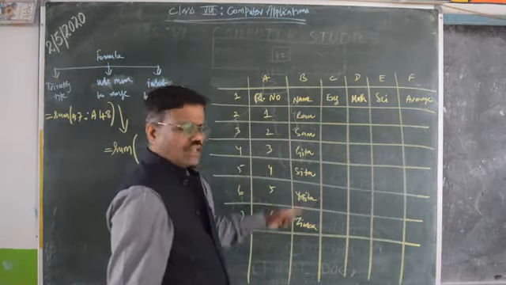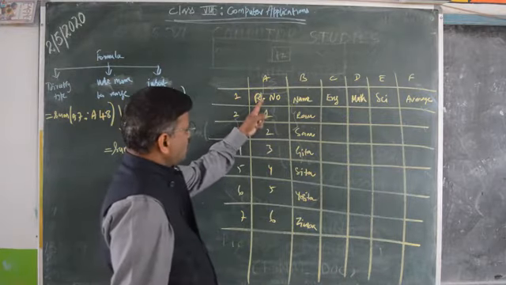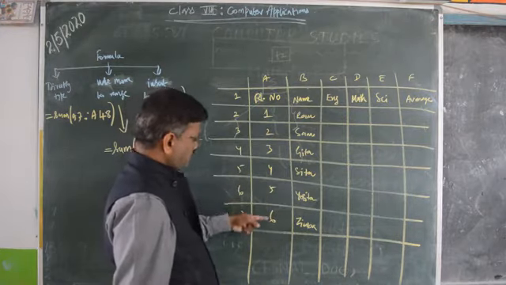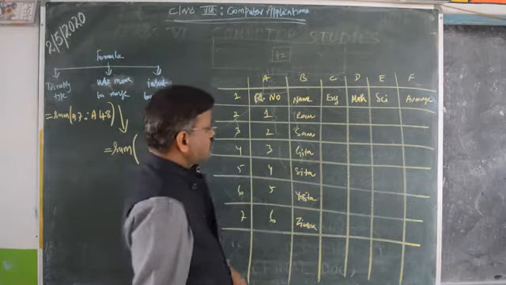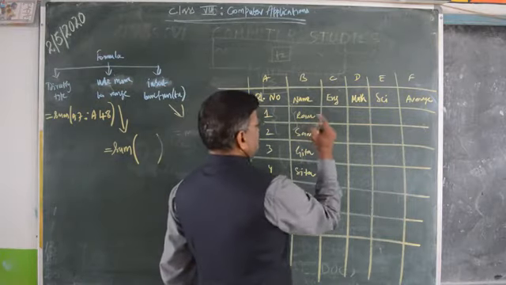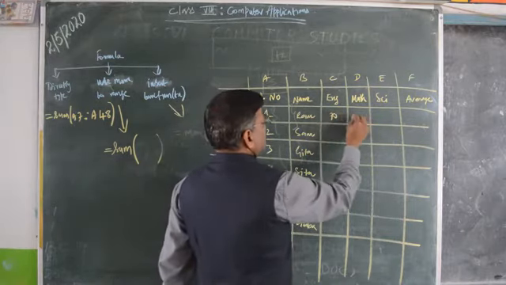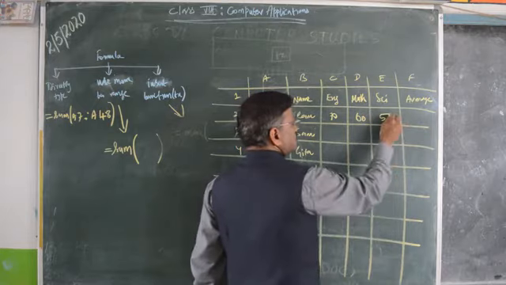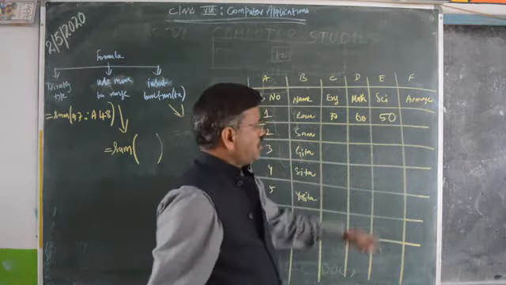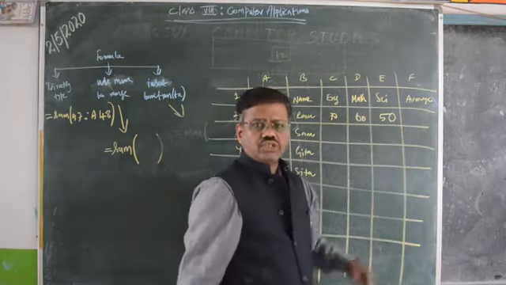Now, this is what the name is. Here there are roll numbers 1, 2, 3, 4, 5, 6. These are the various names. Here let's say that Ram is given. Here he secured in English 70. Here 60. Here 50. Now I wanted the average.